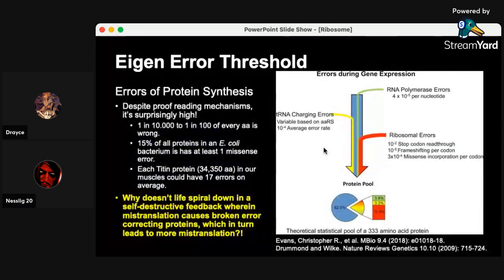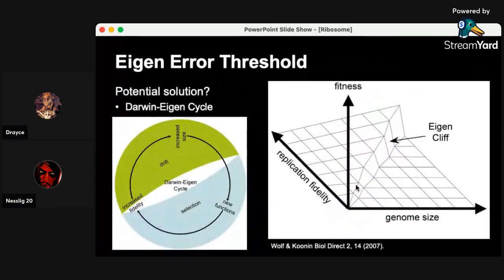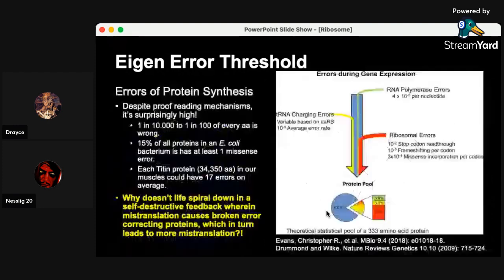Picking off where I left off, so you have the Darwin Eigen cycle. One thing is the question of how the cycle could have started. You still need some form of fidelity to increase to kickstart this process. Basically, it's this feedback loop of neutral evolution where you increase fidelity and genome size back and forth.